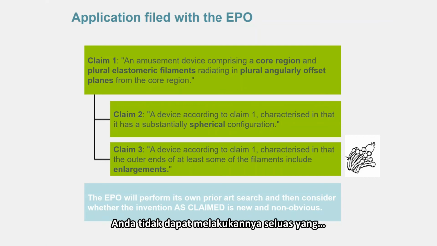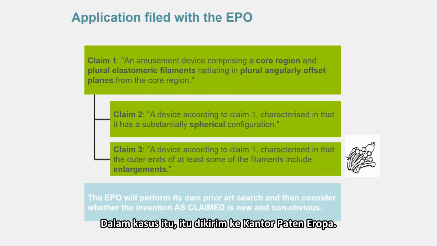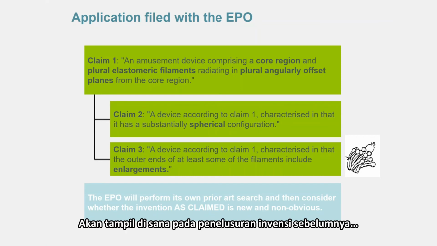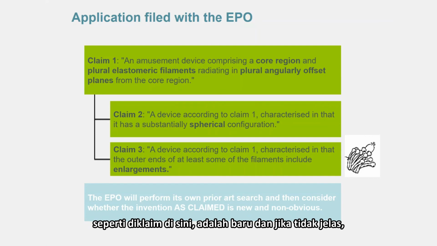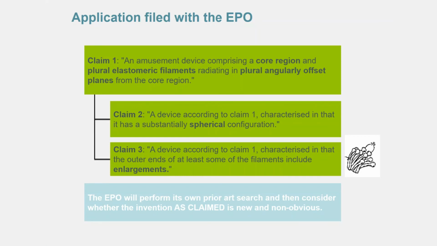You cannot do it as broad as you want, because there's a state of the art, and the state of the art would decide how broad it might be at the end. So that is now you send it to your patent office. Here in that case, that was sent to the European Patent Office, and of course the patent office, which is in charge of the examination, will perform their own prior art search, and they will consider whether the invention as claimed here is new, and if it is non-obvious, if it is actually inventive due to the state of the art.